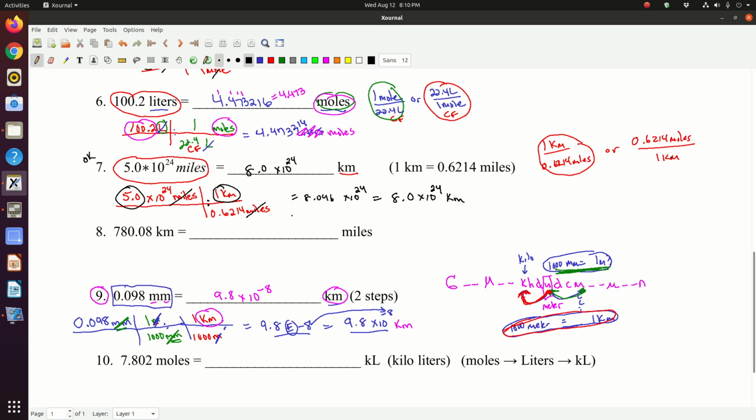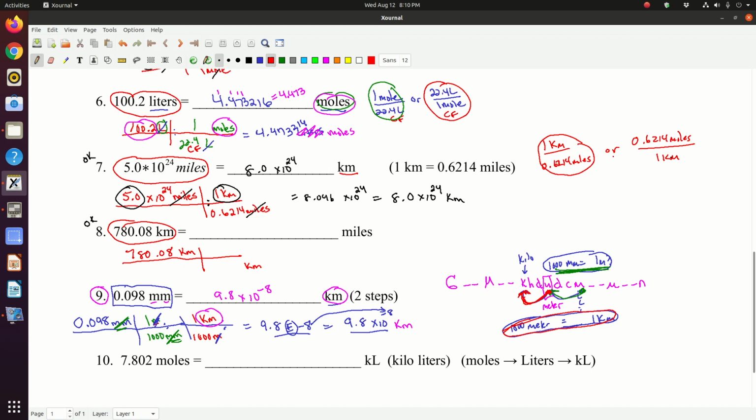All right, number 8. Same relationship is used for number 8. I'm going to give you a chance to do it. Okay? So you always start with the number that you're given. You never start with the conversion factor. 780.08 kilometers. What is the step I need to take? Well, I need the kilometers to cancel, so it needs to be on the bottom.